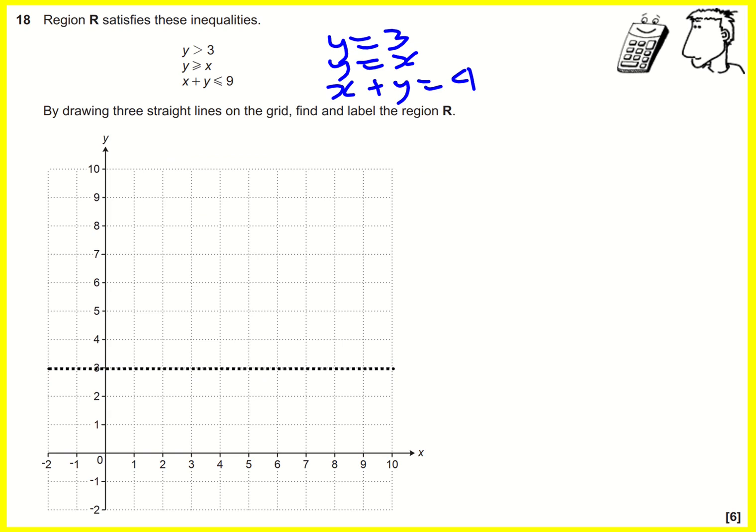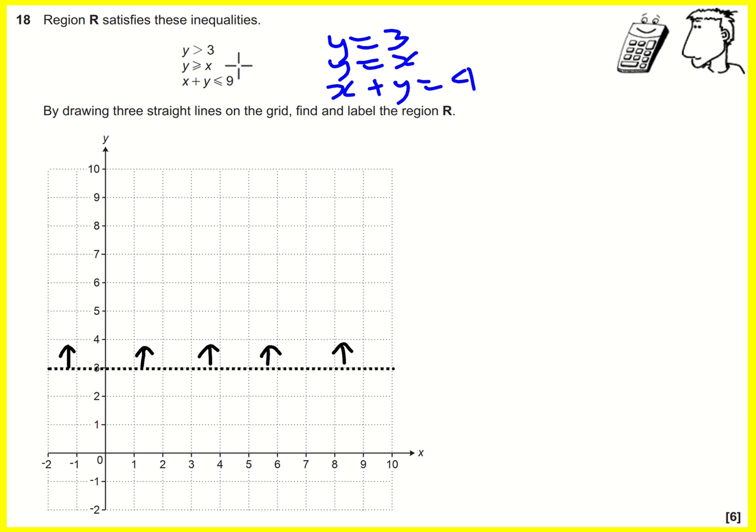I might as well deal with it as we go. Because it's y is greater than 3, it's going to be the points that are above this line. Okay, so you must recognize y equals 3 is a horizontal line. You must make it dotted, and then I've just gone for looking at the region above the line already, but I'm not going to shade anything because that's just one of the lines.